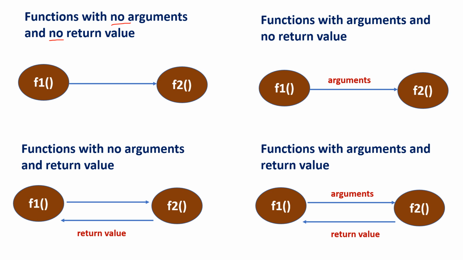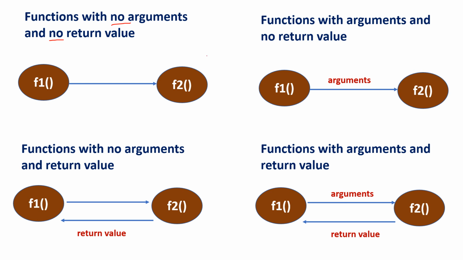That means the f1 function is not sending any arguments to f2 and also f2 is not returning any value. Let us try to understand this with a simple example. We want to find the addition of two numbers. By using this concept, we try to understand all four different types of functions. To find the addition of two numbers, the f1 function is calling the f2 function, but it is not sending any arguments.